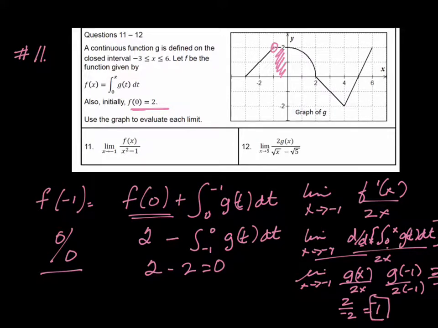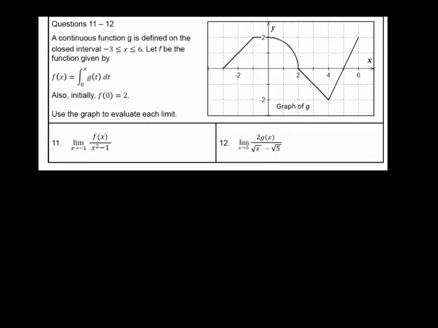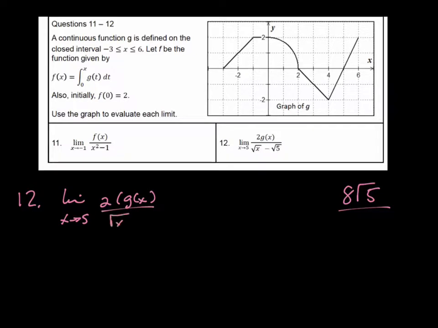Okay, number 12, let me get the picture again. Number 12, they had the answer wrong. If you got what I got, which was 8 square root of 5, then you are correct. Let's see how you got there. This is the limit as x goes to 5 of 2 times g of x. So there's no f of x. This one's easier than the other one. And the square root of x minus the square root of 5. Square root of 5 minus square root of 5, you would get 0. And g of 5 right here is 0. So you get 0 over 0, so you can apply L'Hopital.